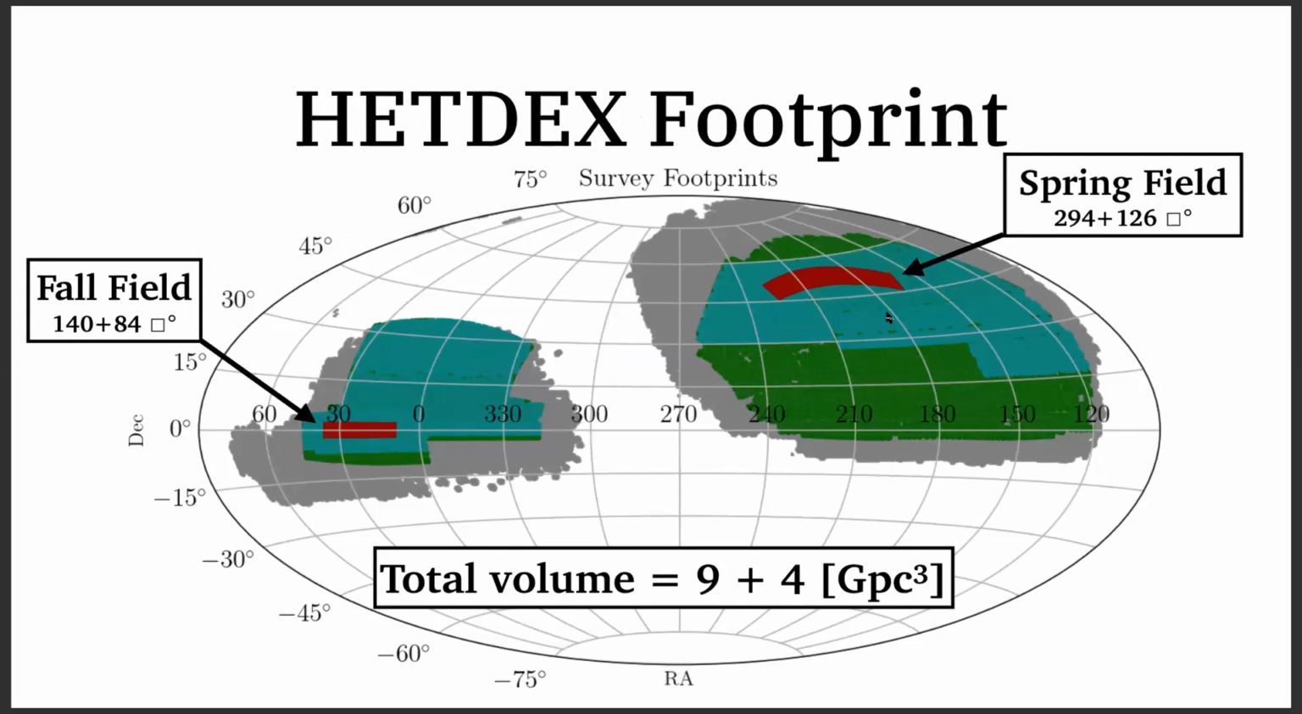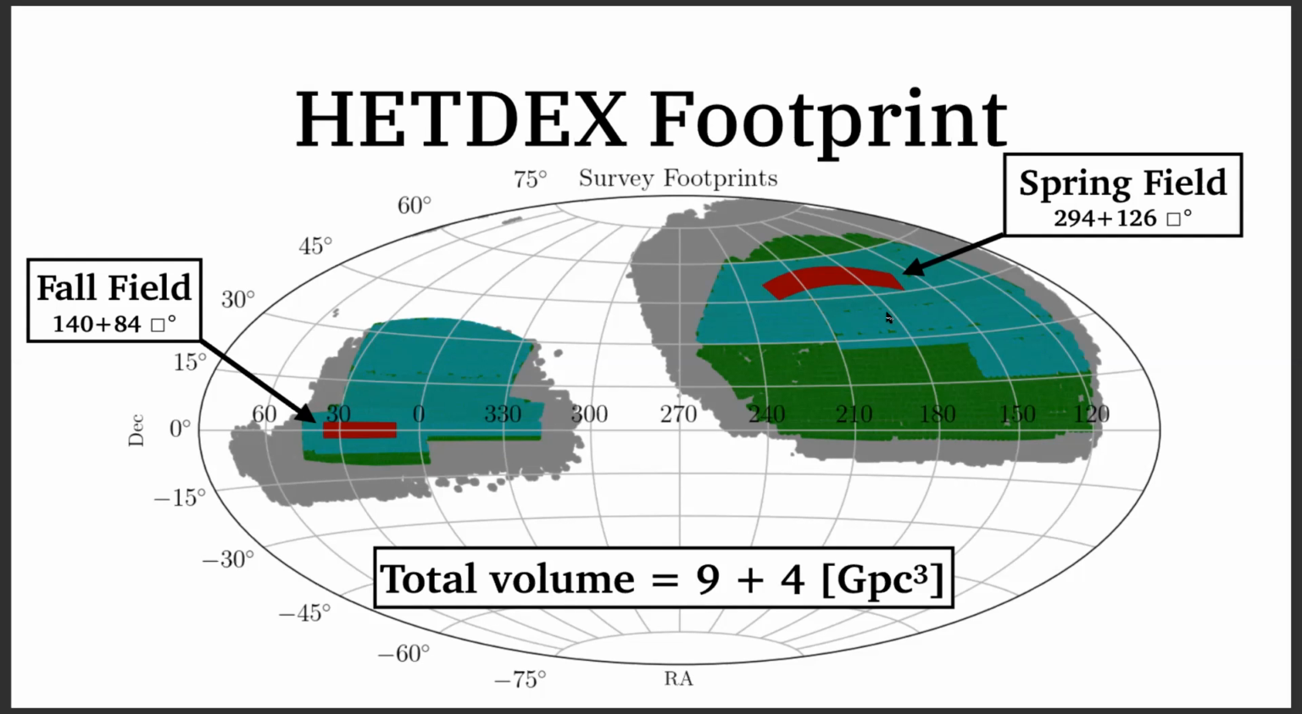We have two fields, Spring field is here. And that is, I think, BOSS and eBOSS and JZ footprint. We have overlap. And that's our fall field. Combining spring field and fall field, we will survey a 9 gigaparsec cubic volume. Even though that looks like a pretty small footprint, we are at high redshift, which means that the radius is large, therefore our volume covered is fairly large.